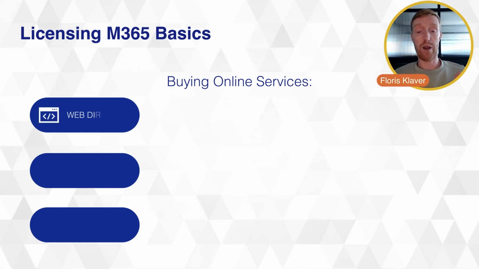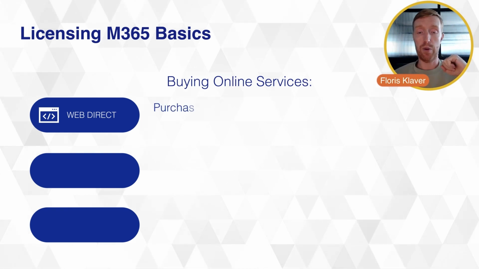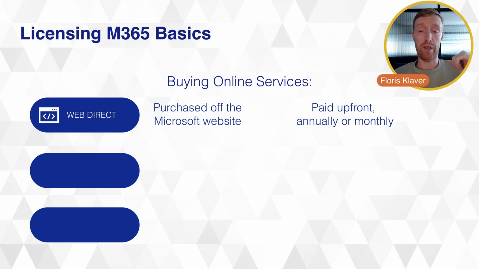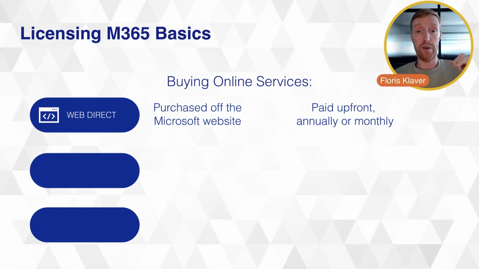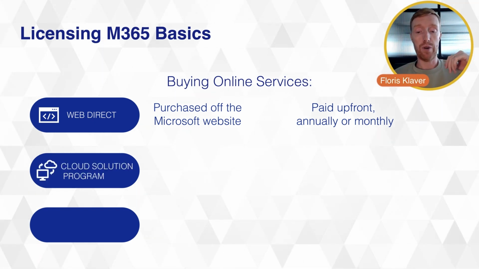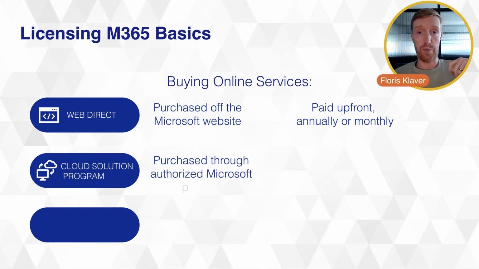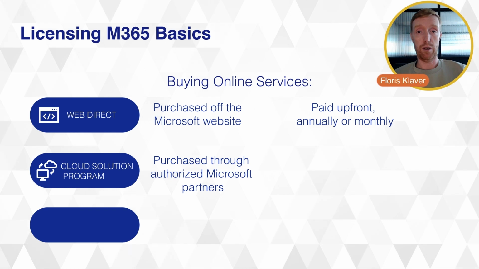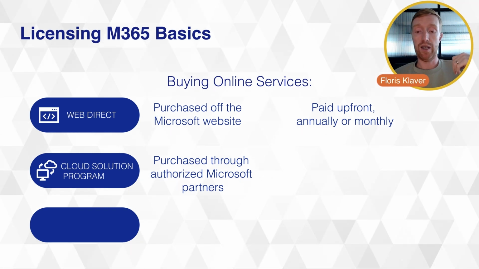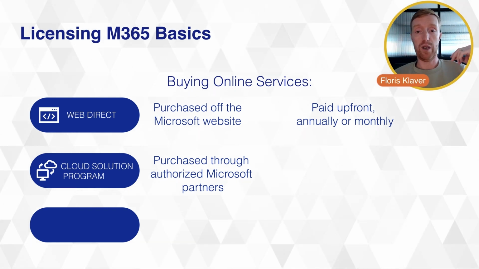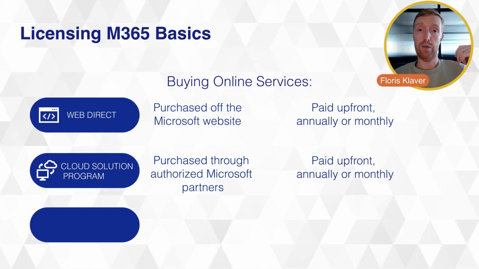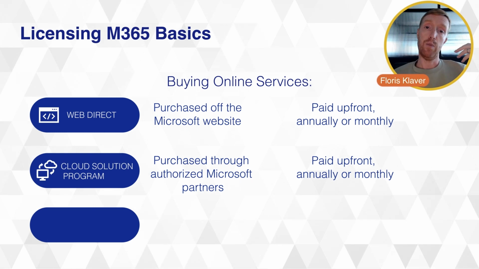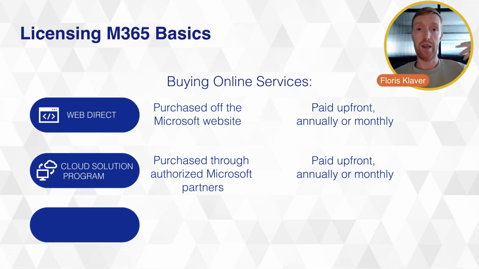So you have the Web Direct model, it's number one. The purchase on the Microsoft website, you either pay upfront, annually or monthly, and that's usually done with a credit card. Then the Cloud Solution Program, purchased through authorized Microsoft partners, so you find a partner, they are able to deliver the user subscription licenses to you. And this is done on an upfront motion, either annually, monthly, and for some products like the Dynamics 365 product family, this can either be done on an annual or tri-annual period.